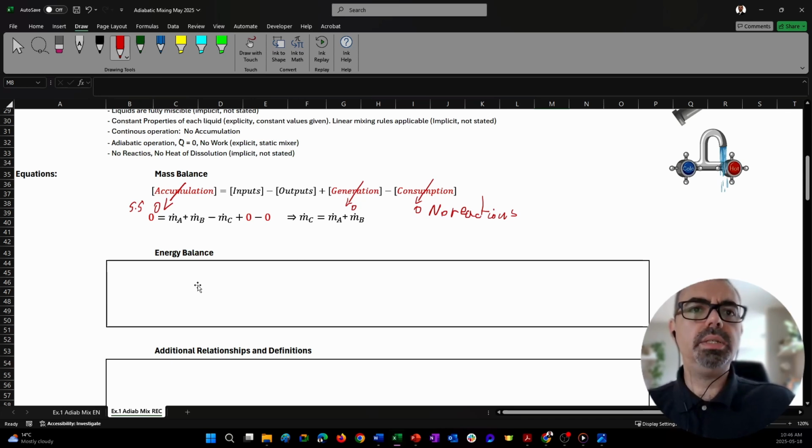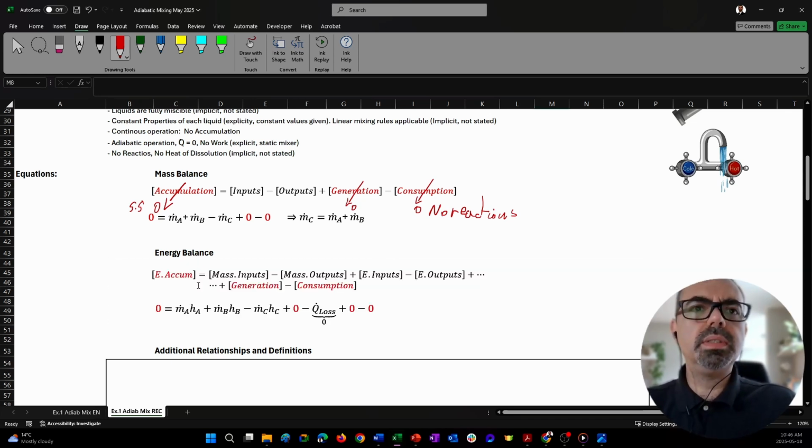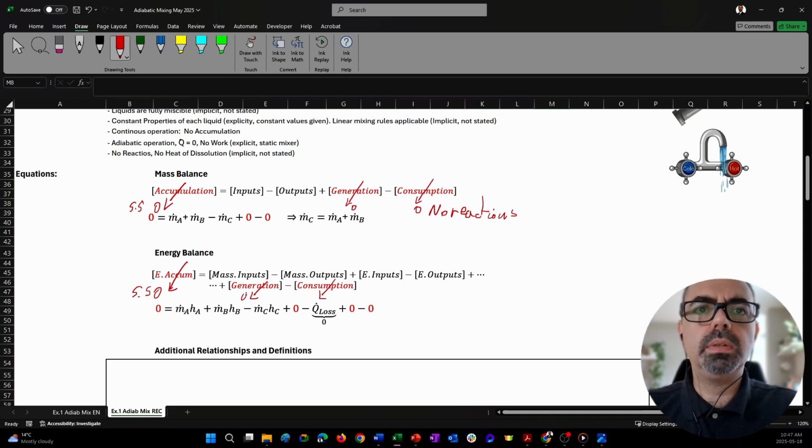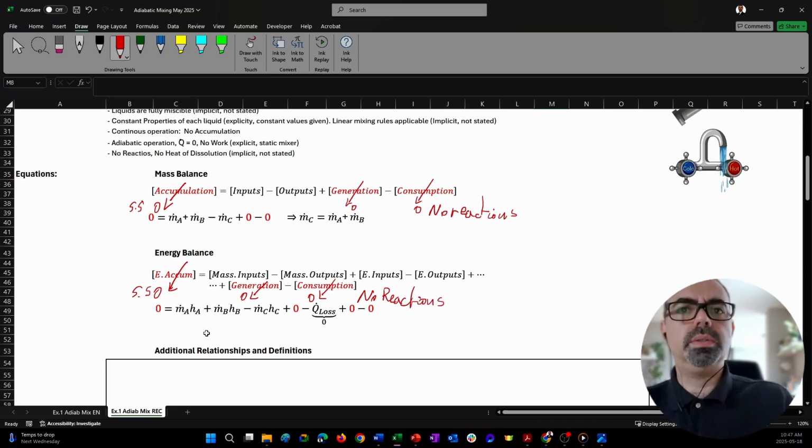Now we move to the energy balance, which is a more interesting one. So similarly, we have the same general equation: accumulation, mass and energy inputs and outputs, generation and consumption. Same reasoning applies here, in which we have steady state, so the accumulation term is zero, steady state again, and there are no reactions and no heat of dissolution of any kind. So these two terms, again, become zero, because no reactions. Okay? And this simplifies the equations.